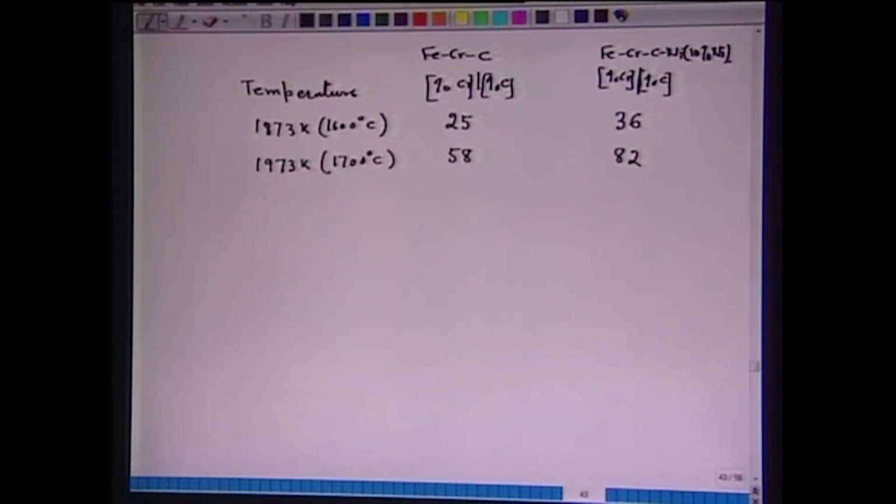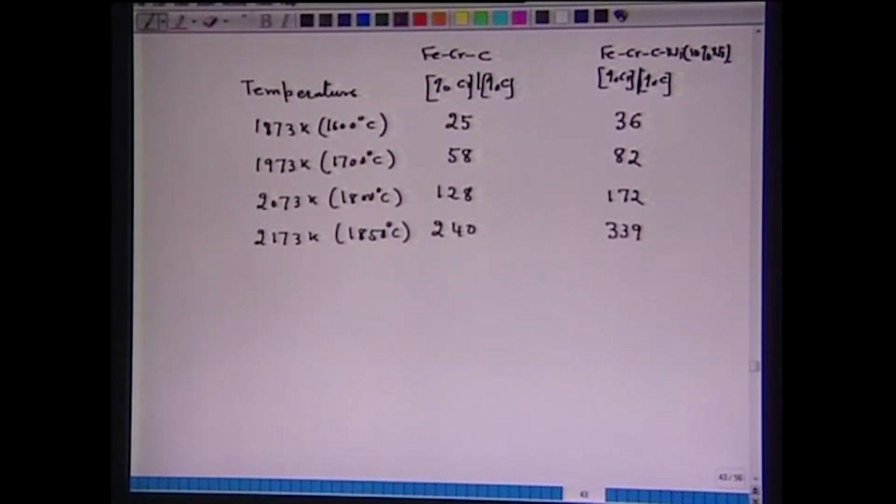If I take a temperature of 2073 Kelvin, which is 1800 degrees Celsius, then the ratio becomes 128 and here 172. If I take the temperature 2173 Kelvin, which is equal to 1850 degrees Celsius, the ratio becomes 240 and here it becomes 339. Now, mind you, these calculations are performed by taking partial pressure of CO equal to 1 atmosphere.